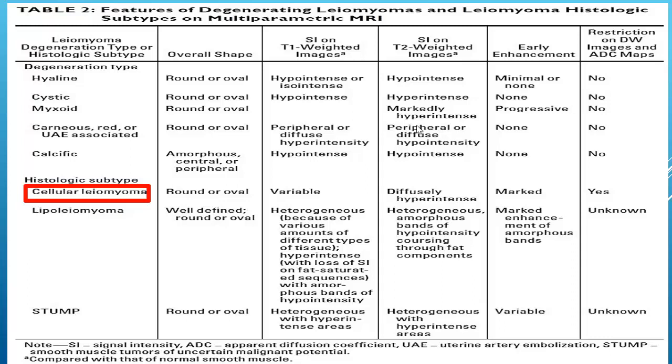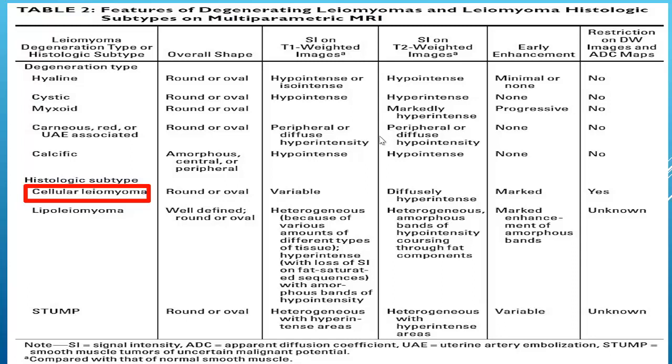Then we have the lipoleiomyoma. It is well defined, rounded or oval, and heterogeneous because of various amounts of different types of tissues. So it is heterogeneous in appearance, and mainly it is suppressed on fat suppression. The very important point is that it is suppressed on fat suppression. The restriction is unknown. We don't know if it is restricted or not because it contains fat and different components, so it can be restricted sometimes. And it causes marked enhancement on contrast. The lipoleiomyoma and cellular leiomyoma both show marked contrast enhancement.